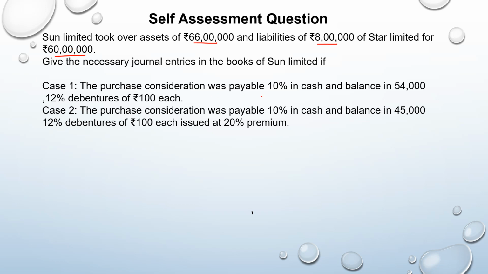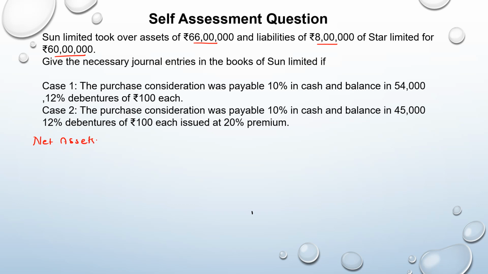Case 1, where the purchase consideration was payable 10% in cash and balance in 54,000 12% debentures of 100 each, and case 2, the purchase consideration was payable 10% in cash and balance in 45,000 12% debentures of 100 each issued at 20% premium. So first, as you know, we will first calculate the net assets.